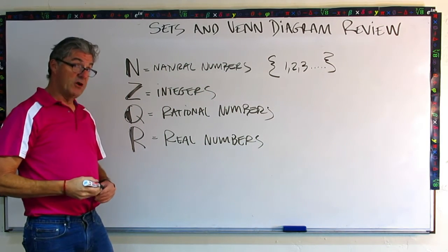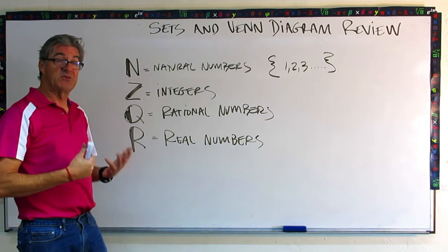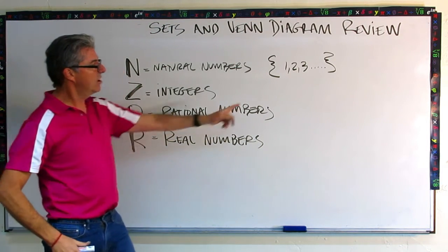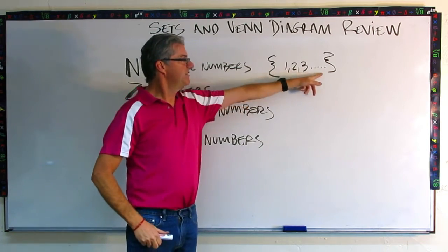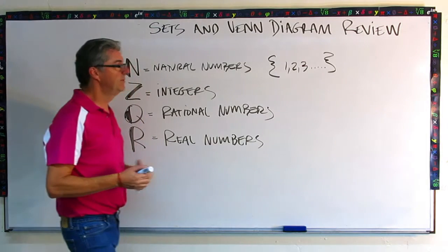So we don't include 0. It's sort of like counting numbers. In fact, there used to be a set that was called the counting numbers, and I think that's what the natural numbers became. But we start off with 1, 2, 3. The dots indicate that this just goes on forever. So these are the natural numbers.